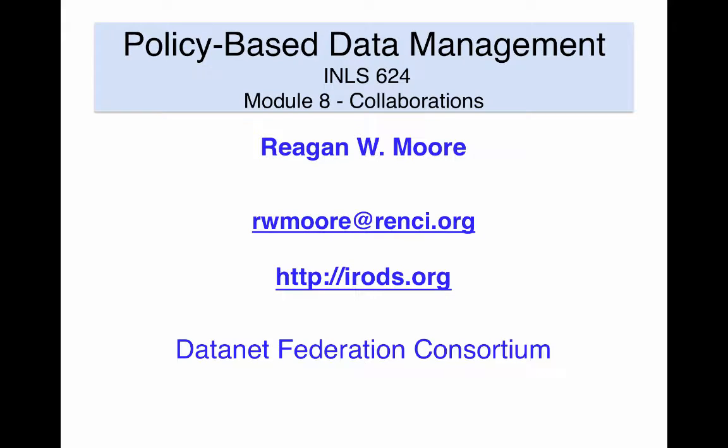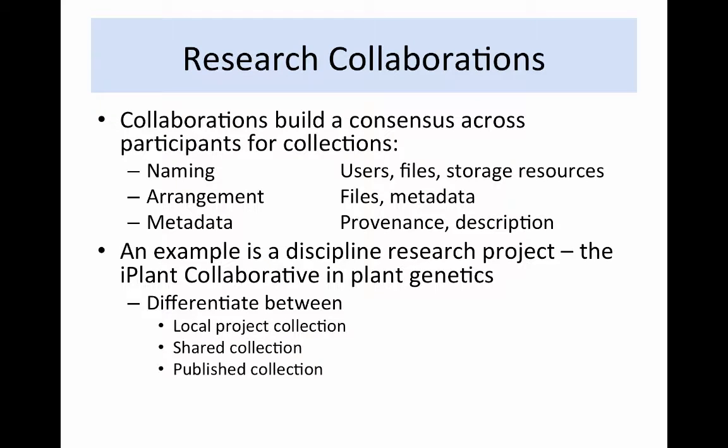A research collaboration manages data collections, analysis workflows, and data flows. For collaborations that involve multiple institutions, the collections, workflows, and data flows are distributed across multiple locations. Data grids provide the namespaces for uniform naming of files, workflows, and users, for organizing the files into collections, and for metadata management for description and provenance information.